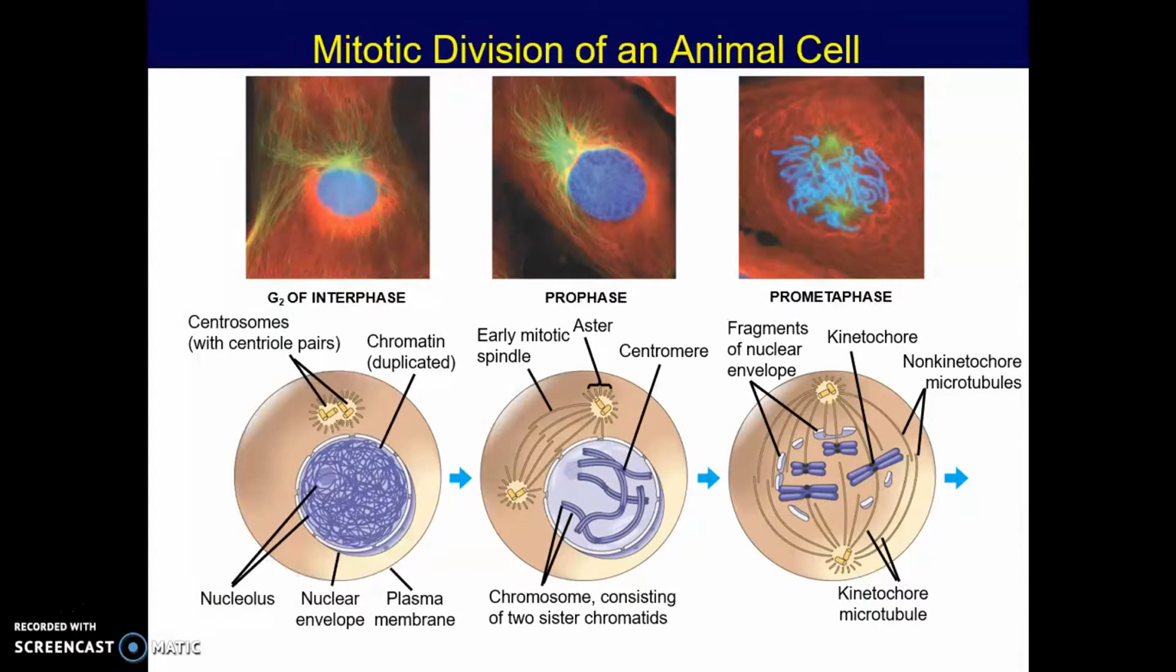There it shows you some pictures of G2 of interphase, and then prophase. You will start to see when that happens that the chromatin will start to condense, instead of looking like string inside of a ball there in the nucleus. And then it goes to prometaphase, where you will see the chromatin start to head toward the center.